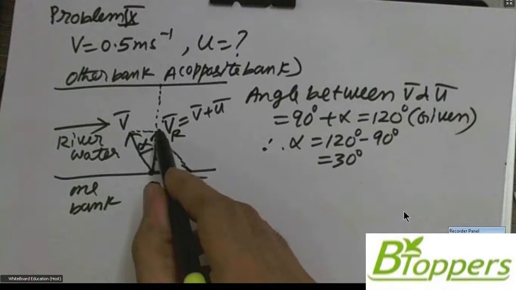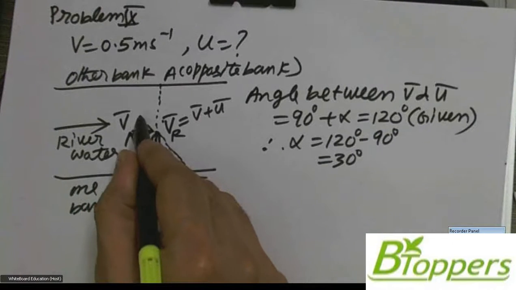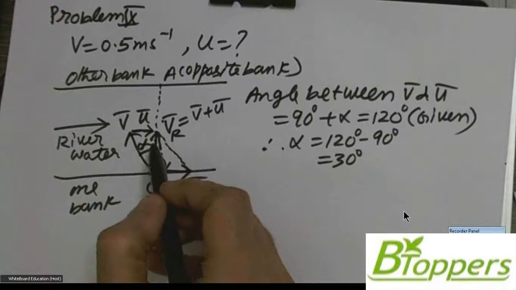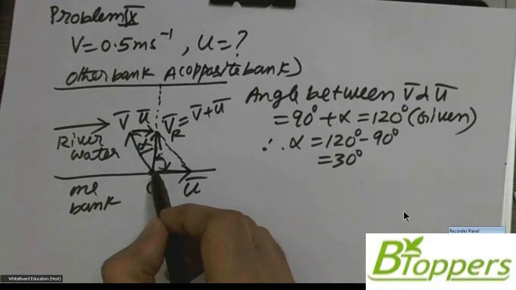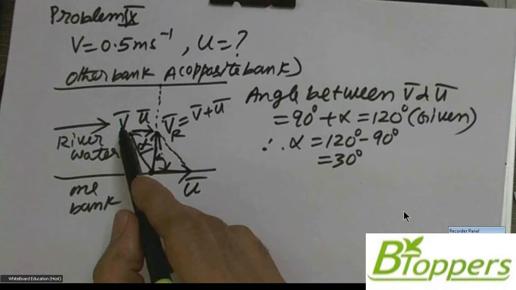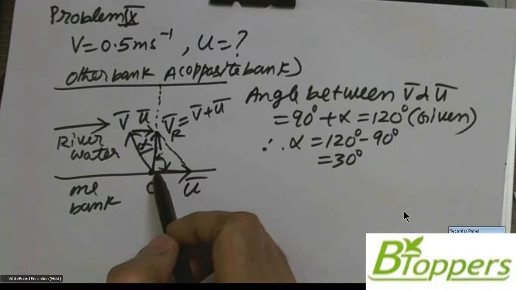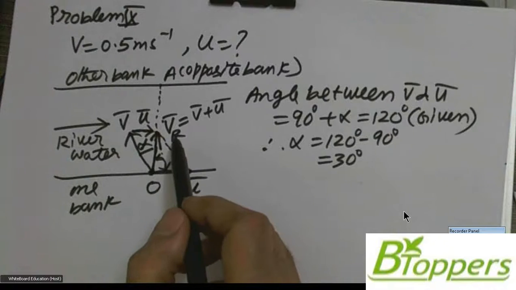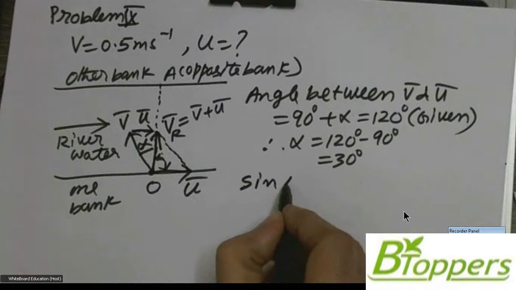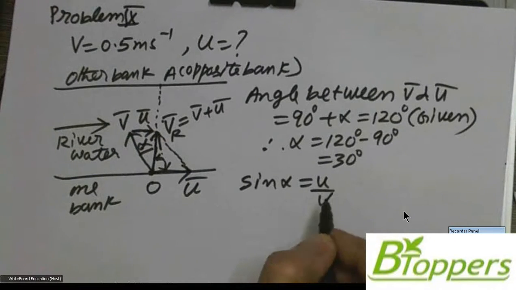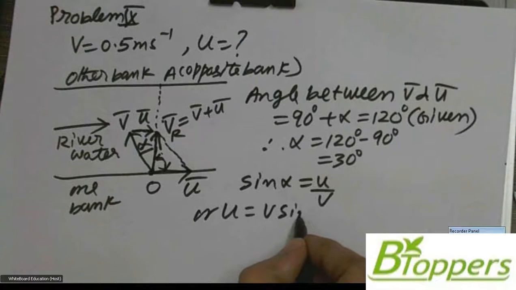You have a right angle triangle here. The length of the side opposite to the angle alpha gives you U bar. The length of the hypotenuse gives you V, and the length of the side adjacent to the angle alpha gives you VR. So from the figure you can observe sin alpha equals U by V, or you get U equals V sin alpha.